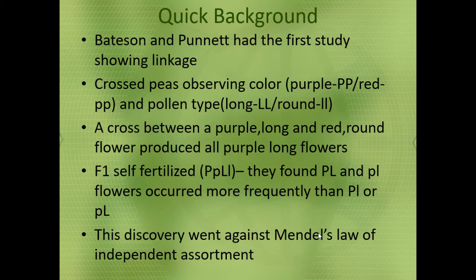For a quick background here, we have Bateson and Punnett. Punnett was actually a guy's name. That's where we got Punnett squares. They had the first study showing linkage. They crossed peas observing color. You had your purple and your red, and they looked at pollen type. So they were looking at 2 different traits here, color and pollen type.